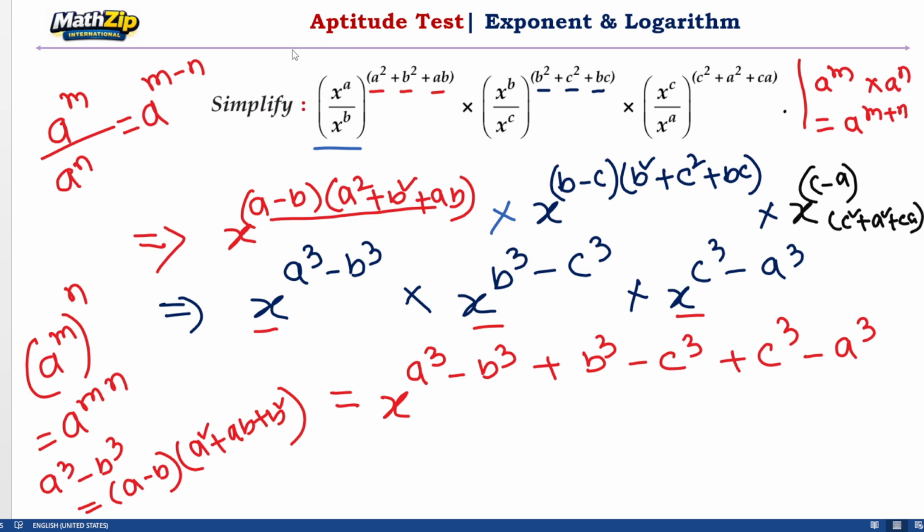It's a very simple thing. Just here is a cube and here is minus a cube. Minus b cube plus b cube, minus c cube plus c cube. So it will be x to the power 0. We know a to the power 0, or anything to the power 0, becomes 1. Very simple and very important question this one. In any kind of competitive examination, you should face these kinds of problems. I hope it will help you.